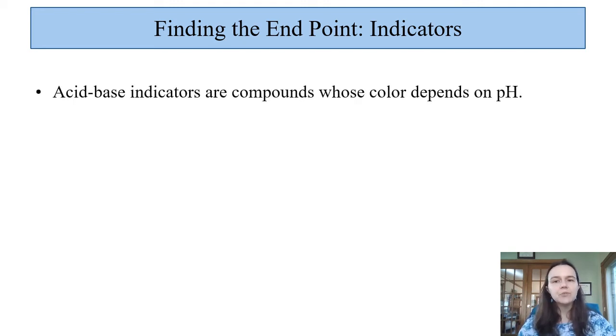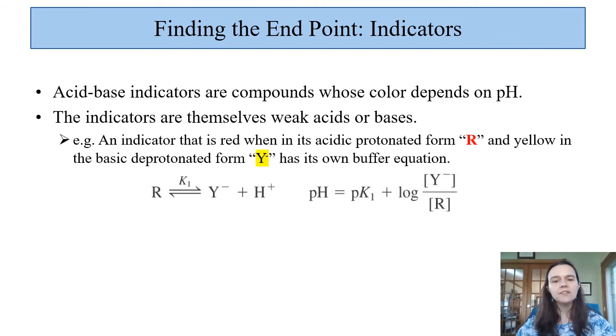These are compounds whose color depends on pH. They essentially are themselves a weak acid or base. For example, an indicator could be colored red if it's in the acidic protonated form, and so we'll abbreviate that R as our reactant that's red. And it can be in equilibrium with its basic deprotonated form, which let's just say is yellow, and so is Y for yellow minus.